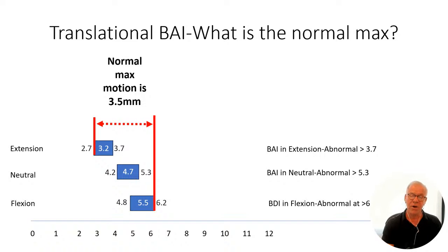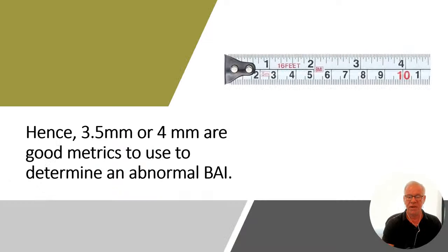So that should be our normal max, meaning these are normal patients. They have 3.5 millimeters. So we certainly can't say that someone who has 2 or 3 millimeters of translational BAI has an abnormal measurement, because there's people walking around out there with that measurement. Hence, 3.5 or 4 millimeters are pretty good metrics to use to determine an abnormal BAI.